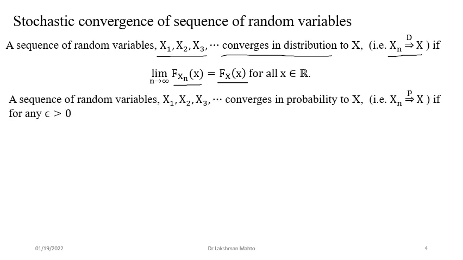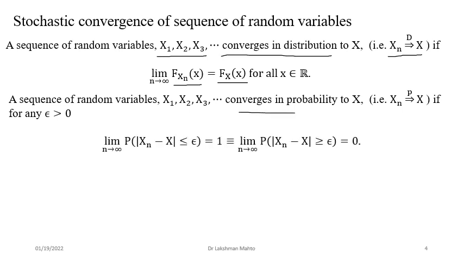Likewise, we can also define convergence in probability. We say that the sequence converges to X in probability if the limiting value of the probability that Xn is within epsilon distance of X is equal to 1. Geometrically, you can see it this way. Remember that n is the sample size, and right now we are talking about a sequence. So X would be here like this.